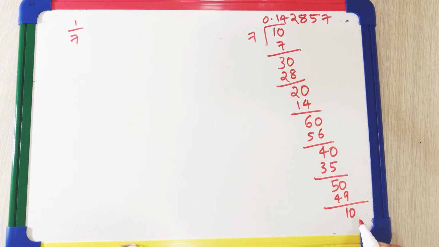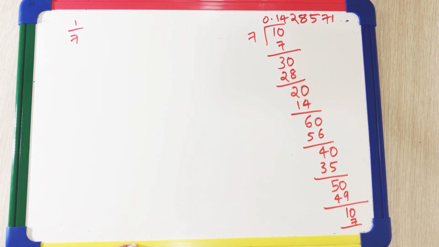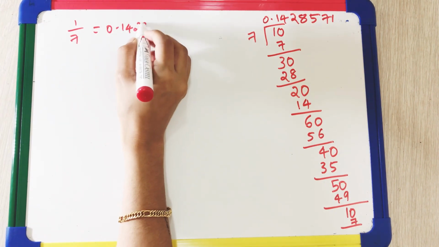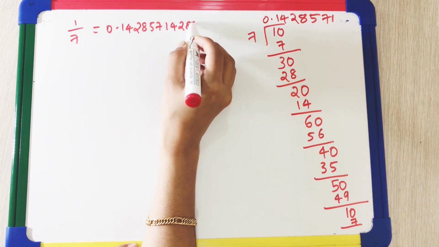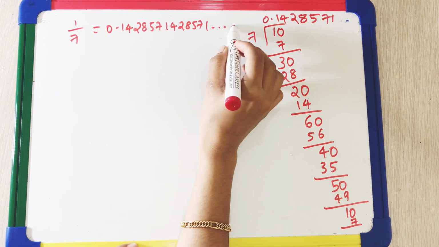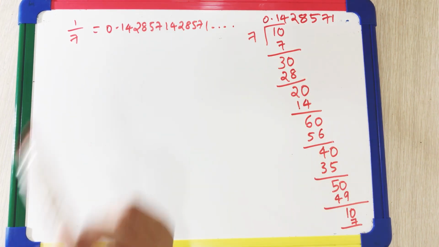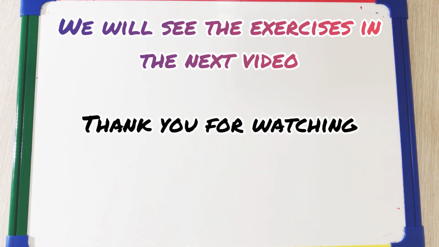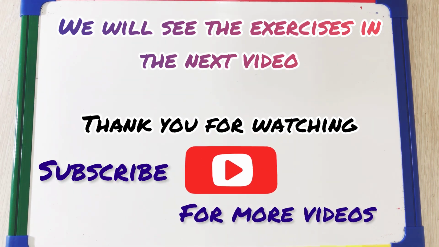Again this process will repeat. Here 10, this is 1, again 30, 28, like that it will repeat. Therefore 1 by 7 is 0.142857, again 142857, and it will not terminate, it is non-terminating, and it is repeating. From the above theorems, we can conclude that the decimal expansion of every rational number is either terminating or non-terminating, repeating.